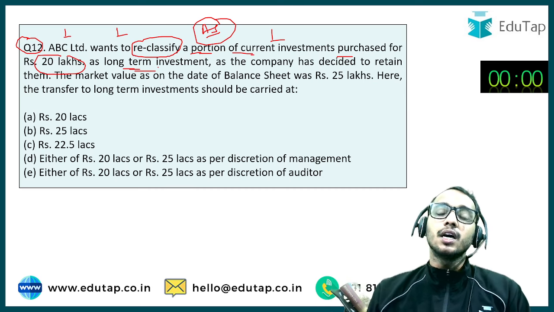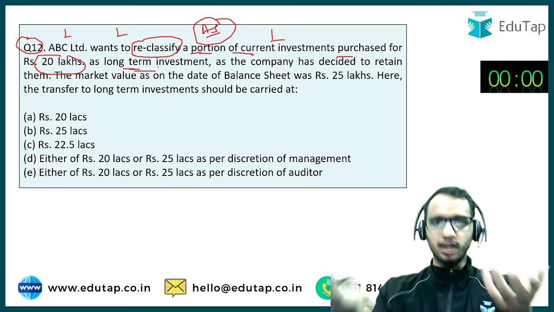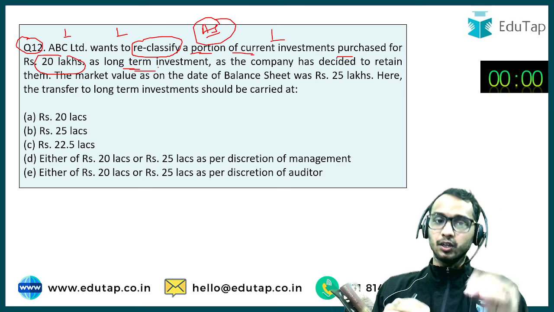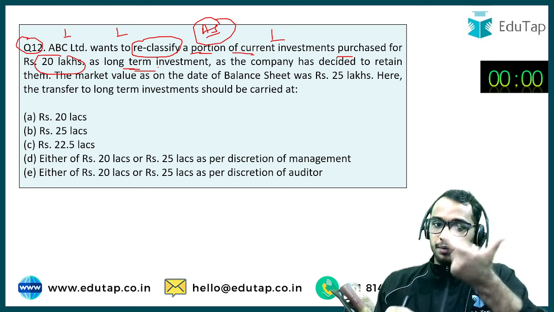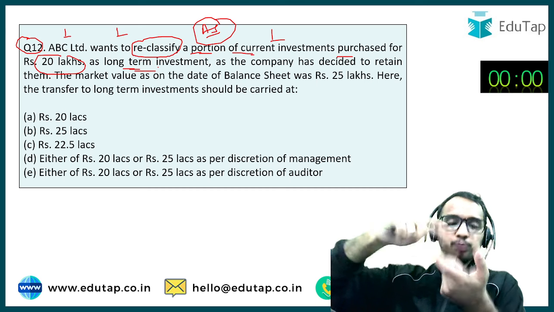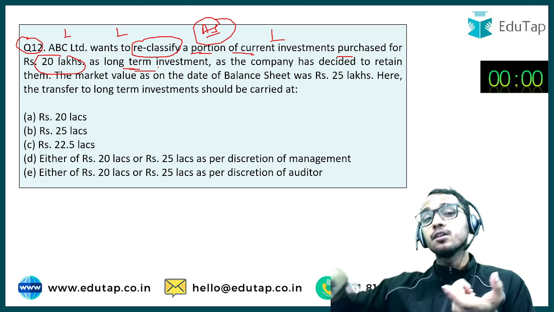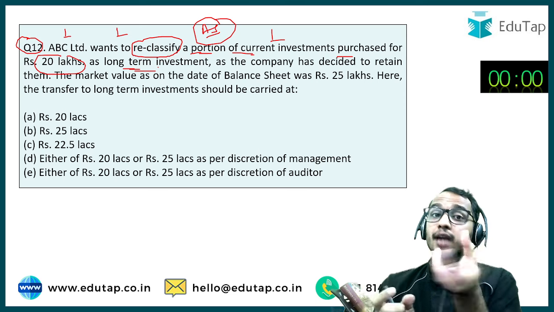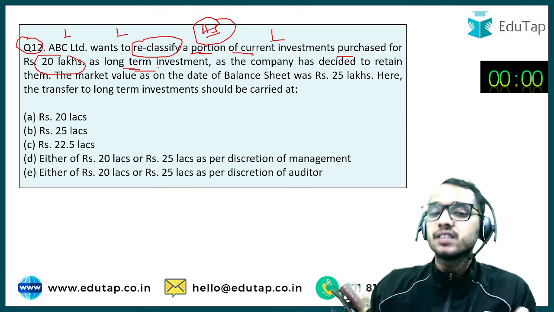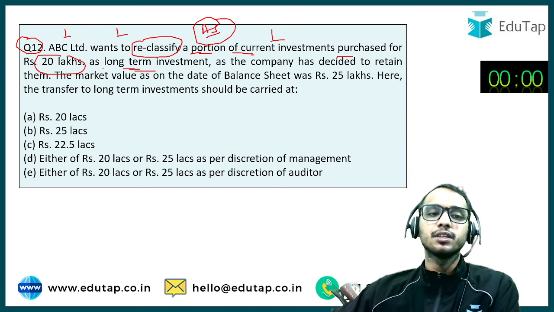How many types of investment could we have? Current investment and non-current investment. The accounting standard says that when you reclassify your investment from current to long-term, or from long-term to current, you have to recognize it at a certain amount in your financial statement. The accounting standard gives you that criteria. Let's read out the question now.